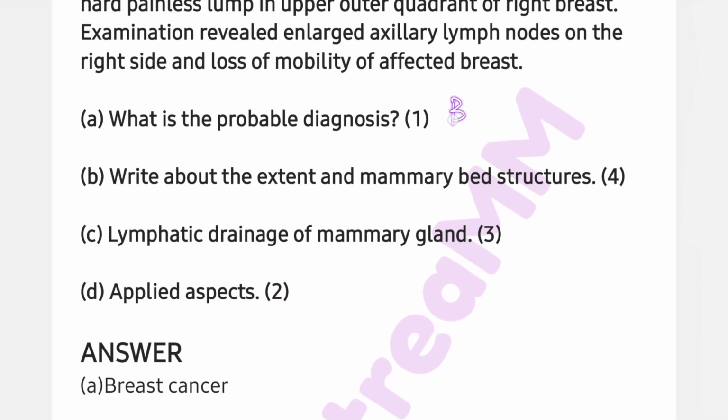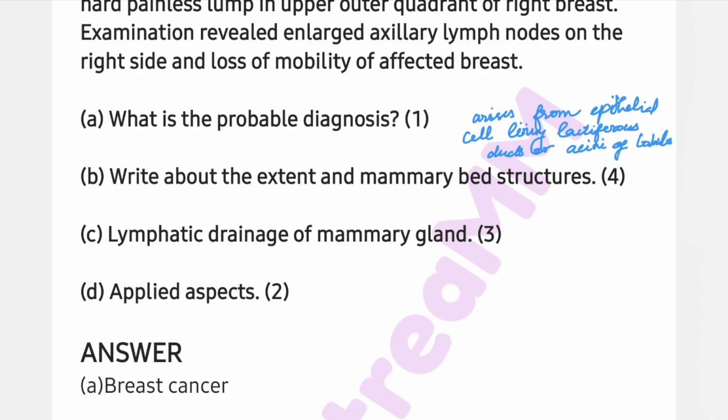I wanted to say something. Whenever you write about breast cancer on the right side, you just give one line explaining where the cancer happens and what happens in that, because whenever you want to aim for distinction, you have to write all this. You can write it arises from epithelial cells, epithelial cells lining lactiferous ducts or acini of lobules. Okay, we have completed the fourth question.